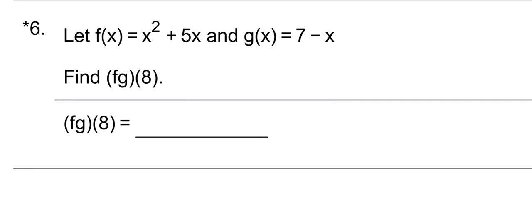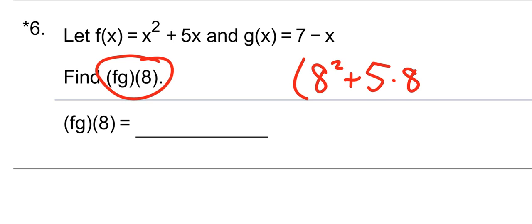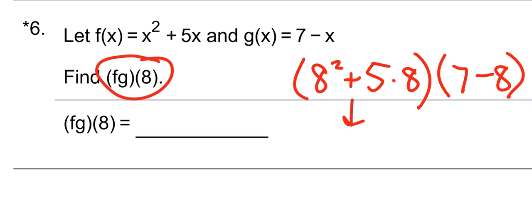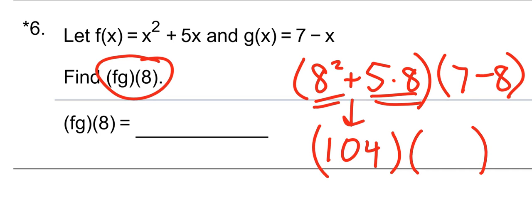Okay? Question 6. What am I being asked to do? Not only plug in 8, but do what after I've plugged in 8 to both of them? Multiply them together. So if I take 8 and plug it into the first one, and plug in 8 to the second one, then I'm supposed to multiply those two things together. What's the first one give me? 64 plus 40 is what? 104, right? Okay, now we're multiplying that times what? Times negative 1, right? So what's my final answer? Negative 104.